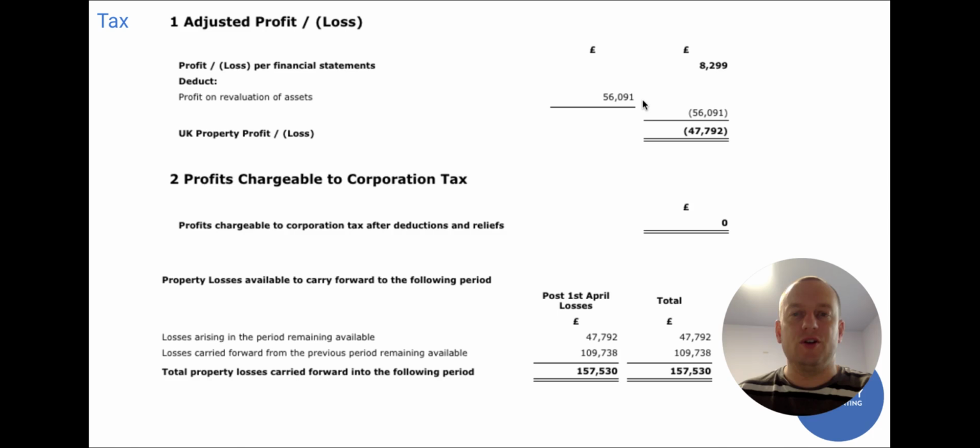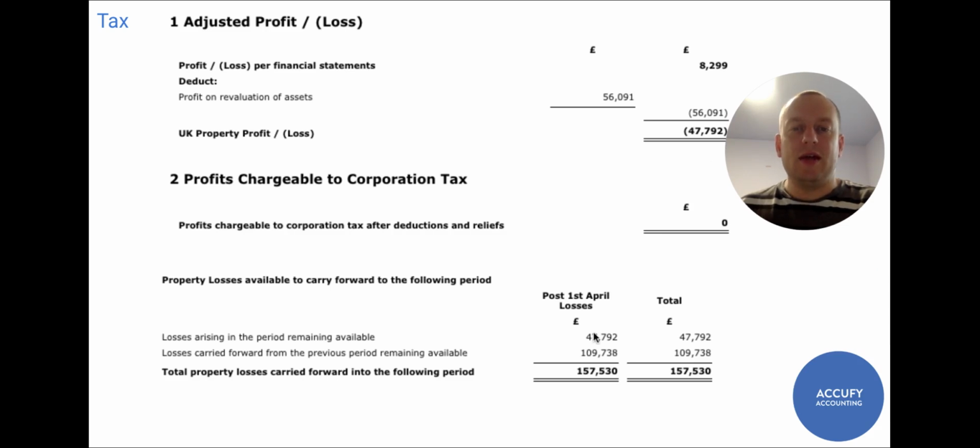So that's deducted, and once we take off that property revaluation from the profit before taxation figure, the company is actually loss making for the year, and therefore there's no corporation tax payable. And what we can see below is the losses. The loss of 47,792 is added on to losses from previous periods, and that's carried forward. With a property investment company, it's quite usual to be loss making the first few years, but those losses can get carried forward to offset against future rental profits, up to the point at which you start paying corporation tax.